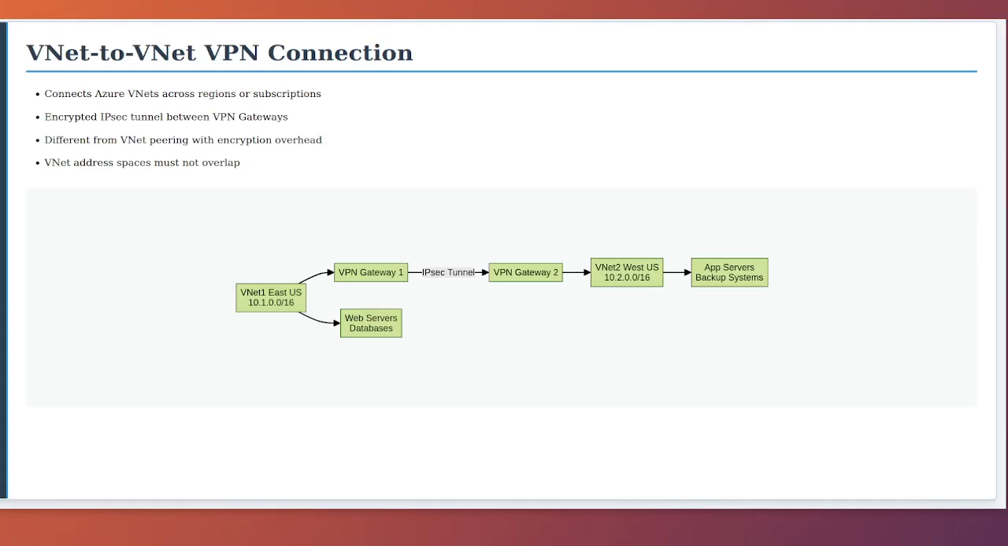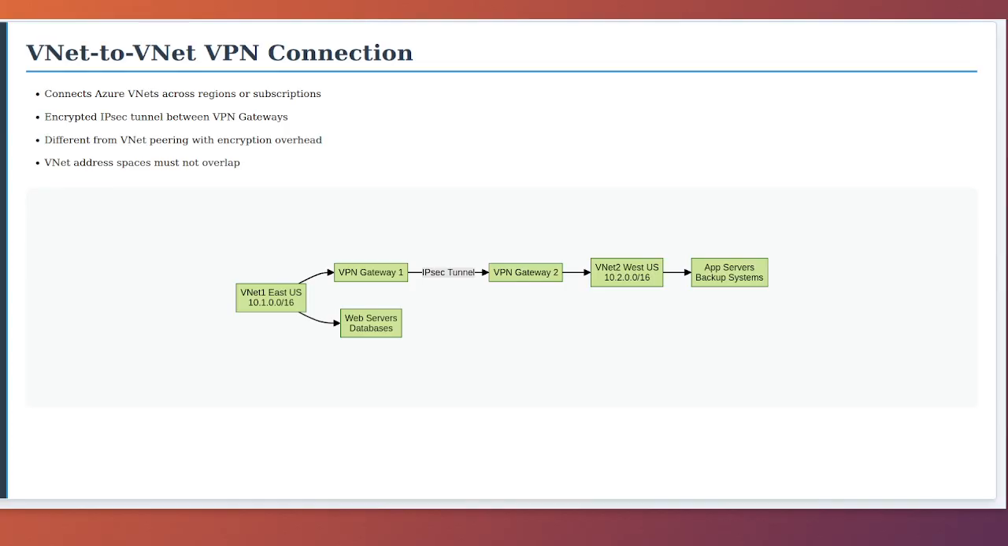VNet-to-VNet VPN connection. VNet-to-VNet VPN connections establish encrypted tunnels between two Azure virtual networks, enabling resources in different VNets to communicate securely. This connectivity pattern is essential for scenarios where you need to connect VNets across different Azure regions, across different subscriptions, or where you want to maintain network isolation while still allowing specific communication paths between network segments. A common use case for VNet-to-VNet connections is multi-region application deployments where you need database replication, application failover capabilities, or distributed workload processing.